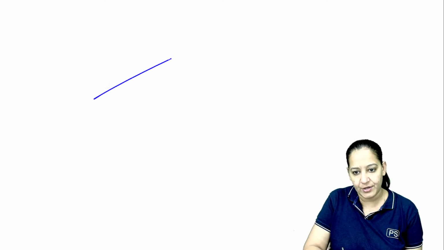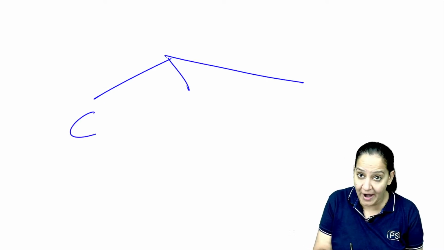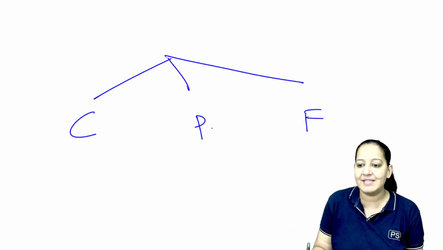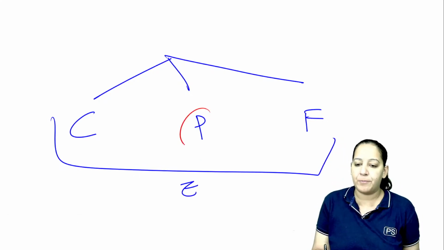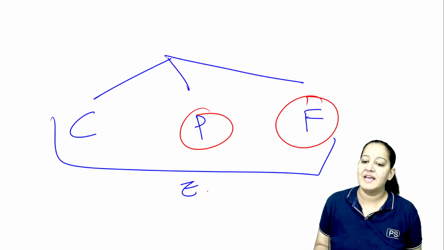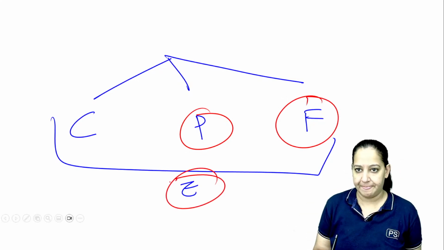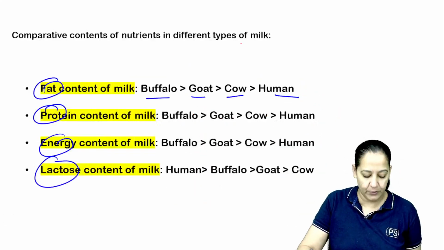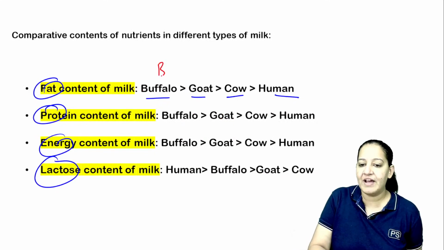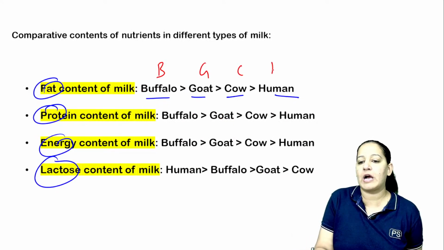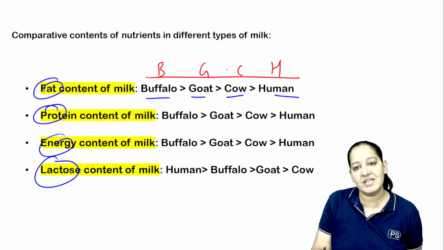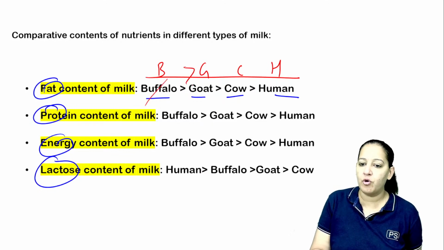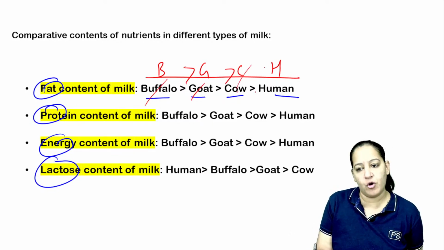We know we get energy from three things: carbohydrates, proteins and fats, and overall we get energy from all of them. So protein wise, fat wise and energy wise, the sequence is the same. And what is the sequence? Buffalo followed by goat followed by cow followed by human. BGCH. Please make some mnemonic. BGCH. So buffalo, goat, cow, human.